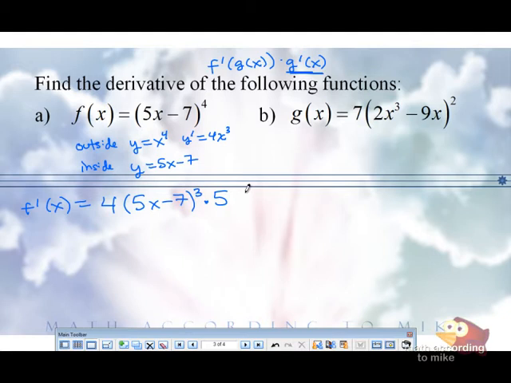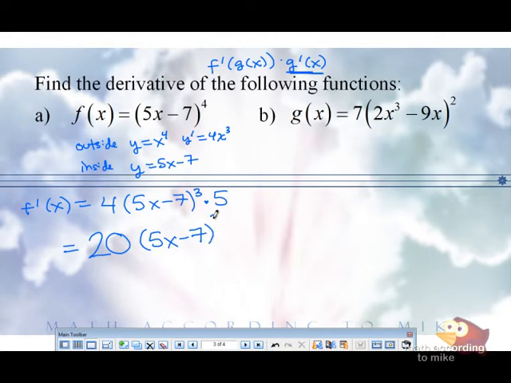So again, chain rule, derivative of the outside. In this case, our outside was a power function. Bring the 4 in front, leave the inside alone, take 1 off, and then multiply by the derivative of the inside. The derivative of the inside is just 5. Now we can clean this up a little bit. For instance, 4 times 5 in most countries is 20. And then we'll just copy down the 5x minus 7 cubed.